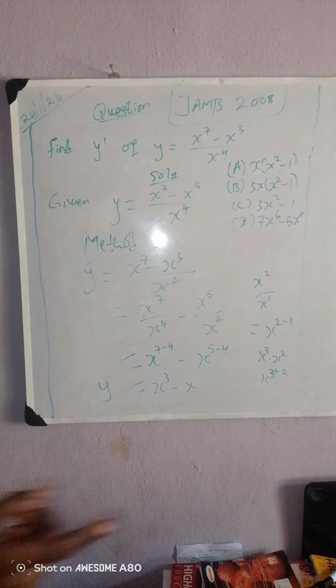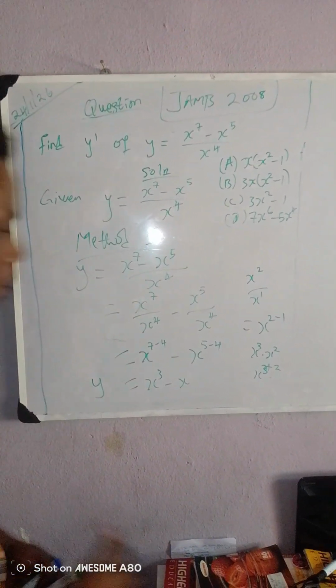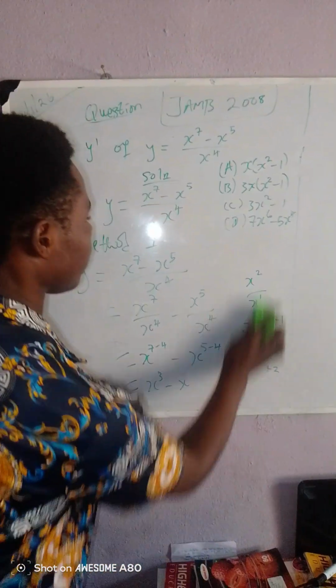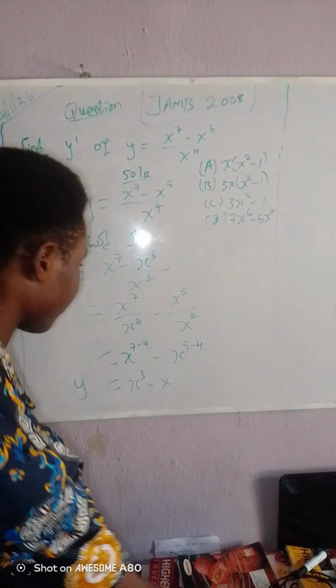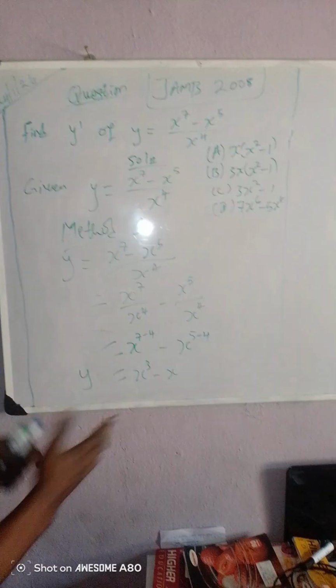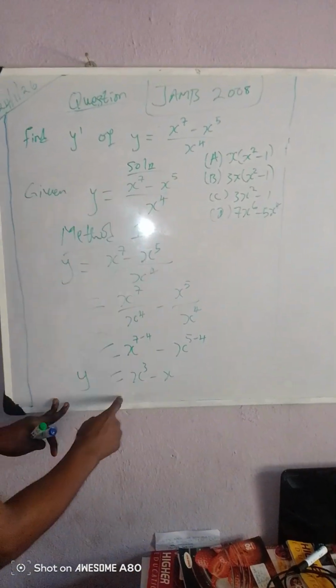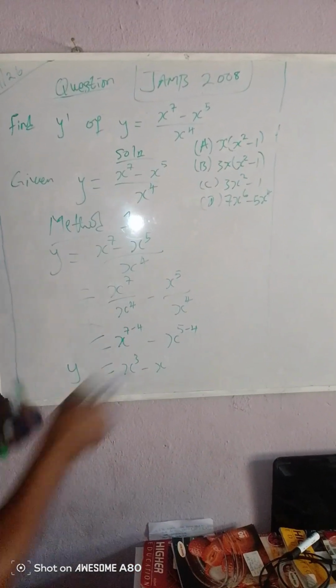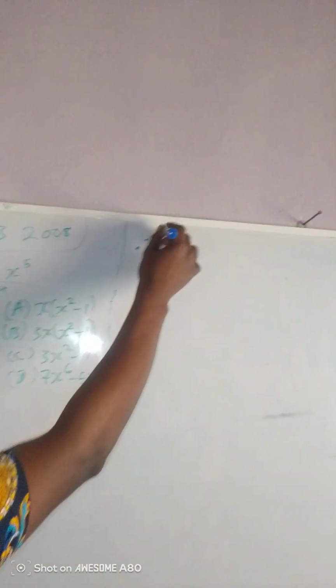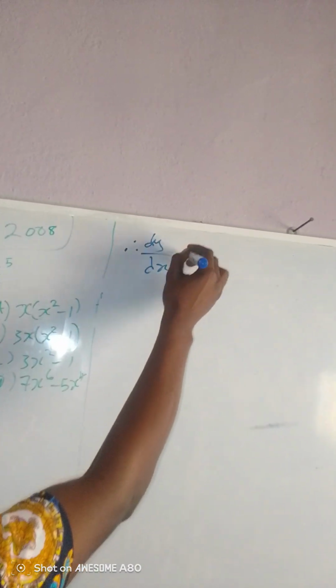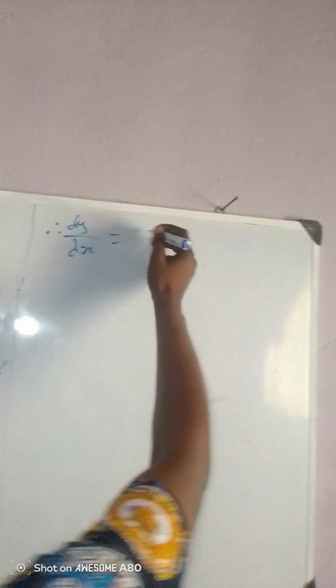Now we say, you know maths, if you add the 1, you still get the same thing, because anything raised to 1 is itself. Now we want to find dy dx, so this one is just a short way. You just say this whole thing now becomes x cubed minus x. So you can say therefore your dy dx.